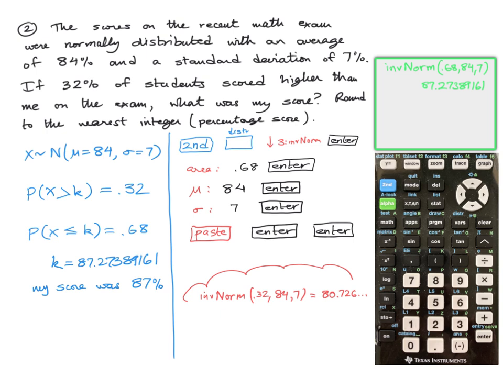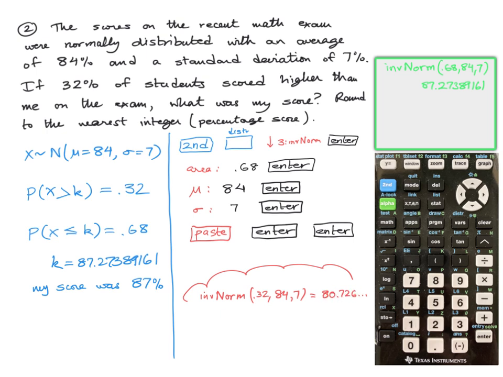So if I had accidentally forgotten this rule about the statement having to be an x less than or x less than or equal to statement, and I'd used 0.32 for the area instead of 0.68, so I thought this was the correct statement, and I did inverse normal that way, I would have gotten a score of 80.7, so 81 essentially.